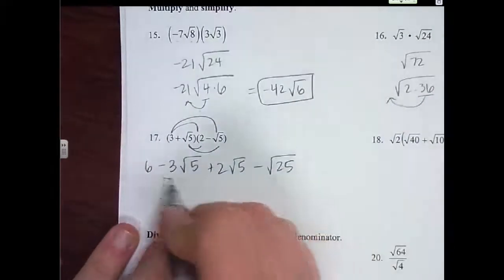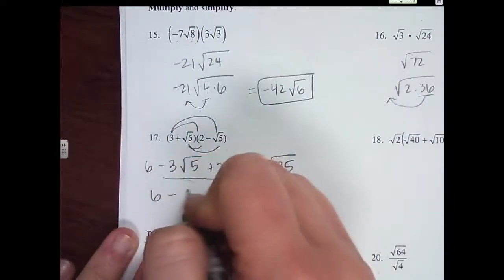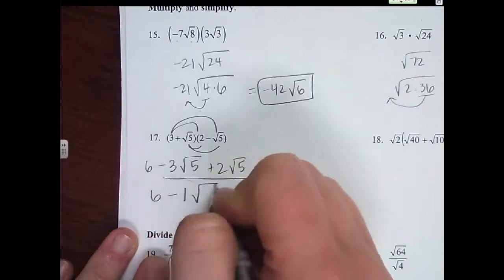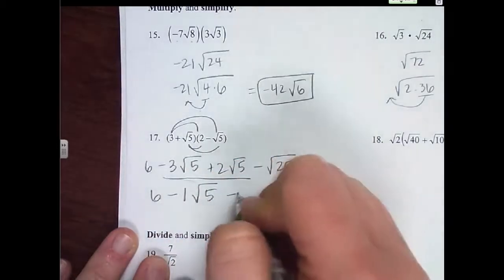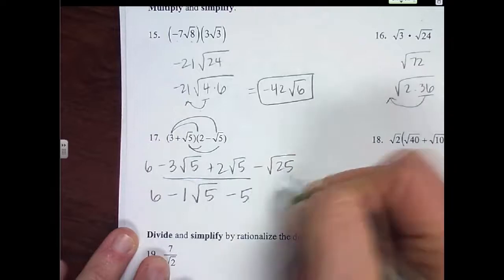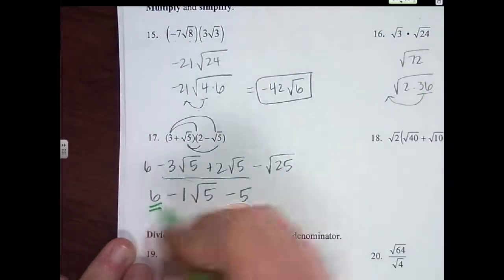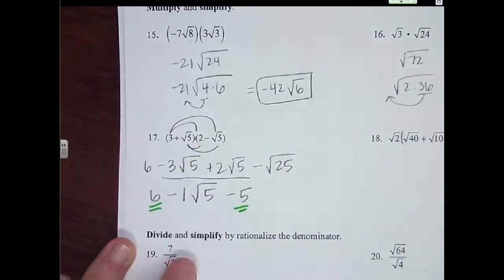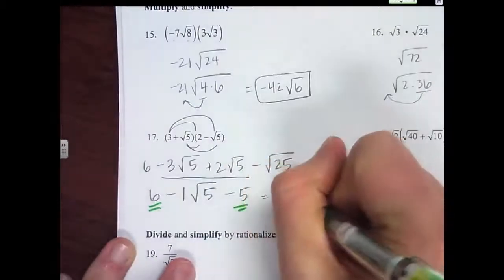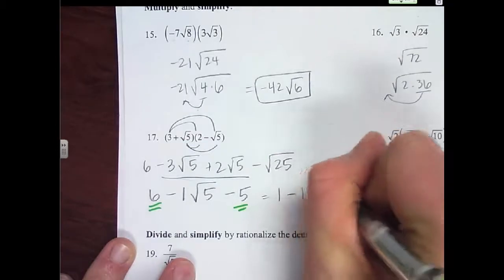Okay, so let's simplify this. Becomes 6 minus, I'm going to put a 1 there just so you see it. And this is going to become negative 5 because the square root of 25 is just 5. Okay, now I'm going to combine this. 6 minus 5 is 1. So 1 minus 1 square root 5.